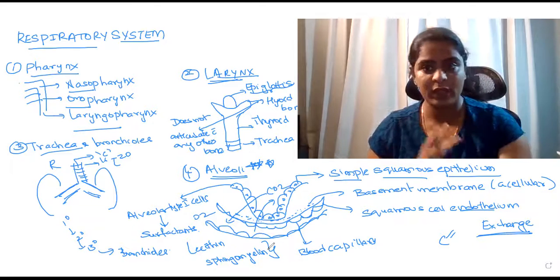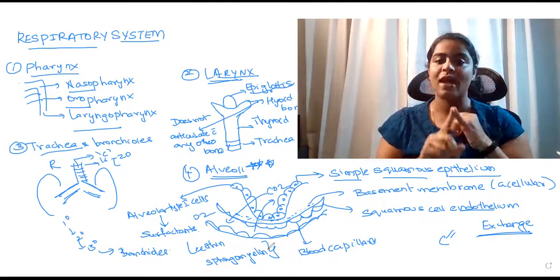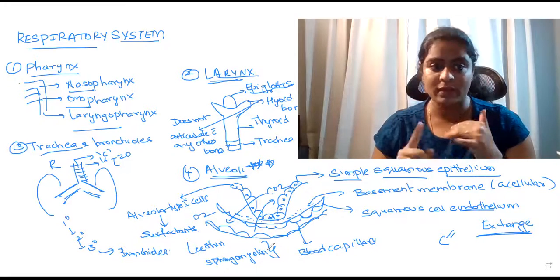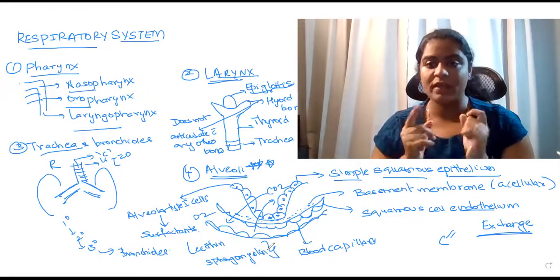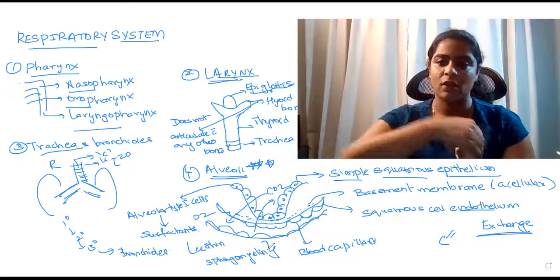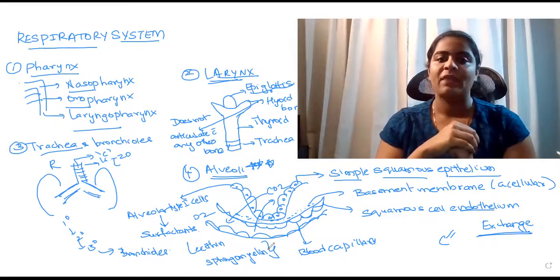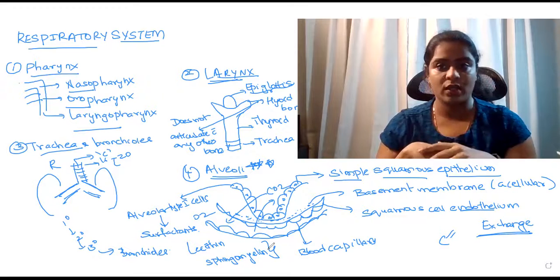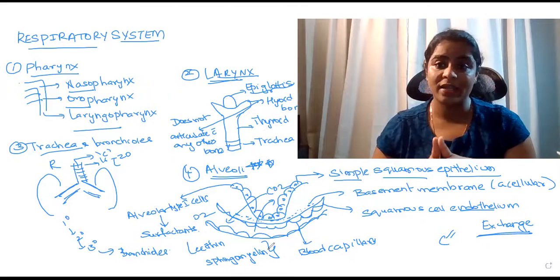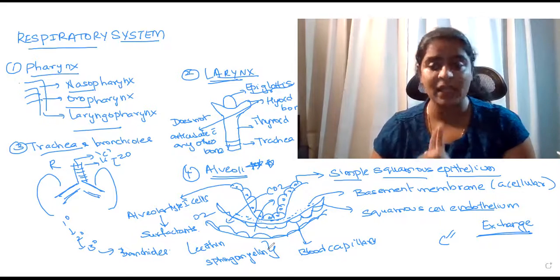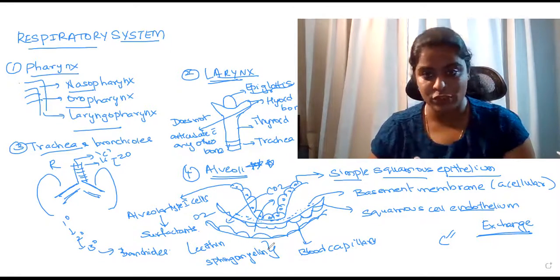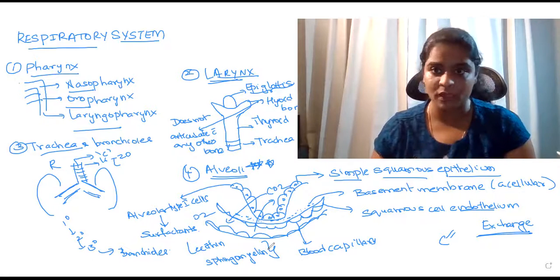Right now, let us have a quick recap of what we have studied. About the pharynx, we studied that the part behind the nose is the nasopharynx, behind the oral cavity is the oropharynx, and behind the vocal cord is the laryngopharynx. In the larynx, the epiglottis covers the glottis, and the hyoid bone does not articulate with any other bone. Then we have the trachea and bronchioles. The trachea divides at the fifth thoracic vertebra into primary bronchi, then secondary bronchi, then tertiary bronchi, and finally terminal bronchioles.